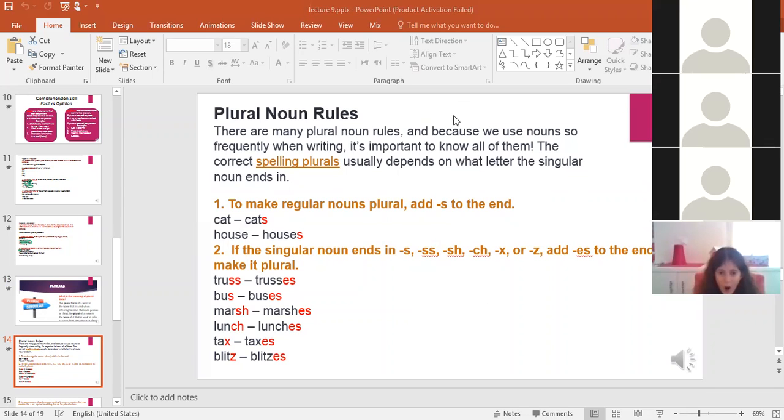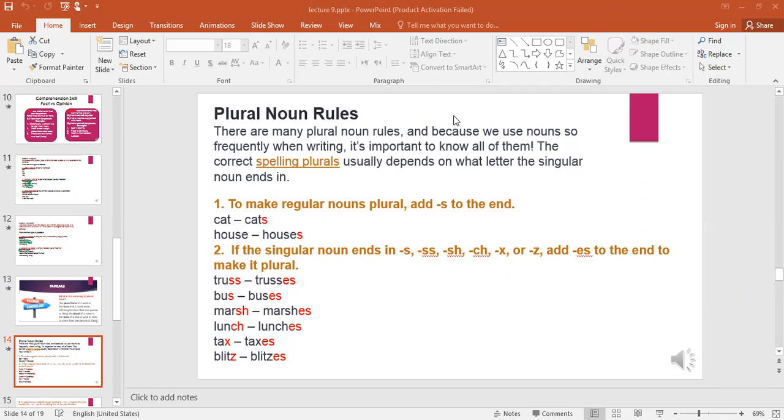Now, what are these ways? Let's start first with the first rule. The first rule is about regular nouns. Most nouns are changed into the plural form by adding s to them, like cat, cats, house, houses, door, doors, and so on. If the singular noun ends with s, double s, sh, ch, x, or z, you have to add es to the noun. Like truss, trusses, bus, buses, marsh, marshes, lunch, lunches, tax, taxes, blitz, blitzes.